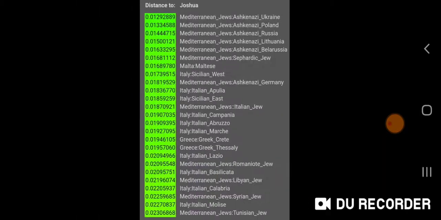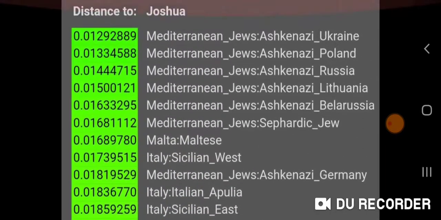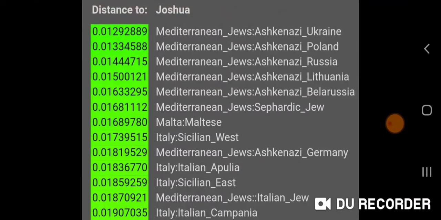And now I want to show you the distance. I usually get closer to other Jewish populations with unscaled. I am an Ashkenazi Jew, and whether it's scaled or unscaled, my closest population is always Ashkenazi Ukraine. But with scaled, I get a little more distance to Sephardic Jew. But as you can see in the unscaled, Sephardic Jew is my closest population after Eastern Ashkenazim: Ukraine, Poland, Russia, Lithuania, and Belarus. Even closer than Ashkenazi Germany.